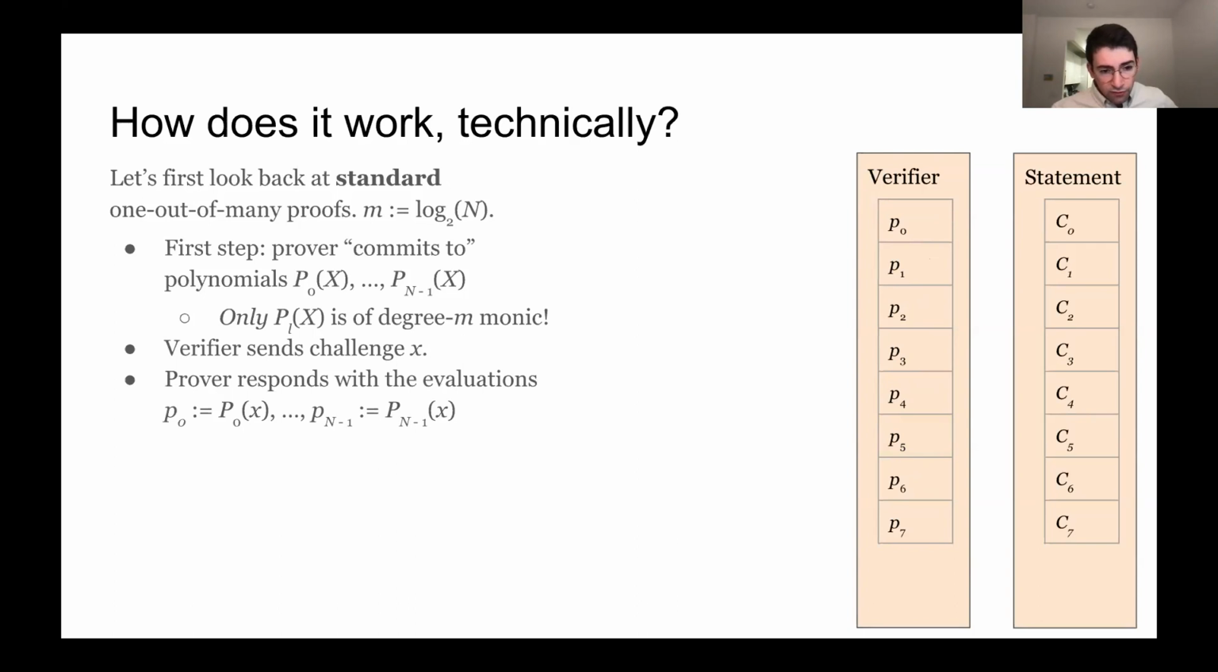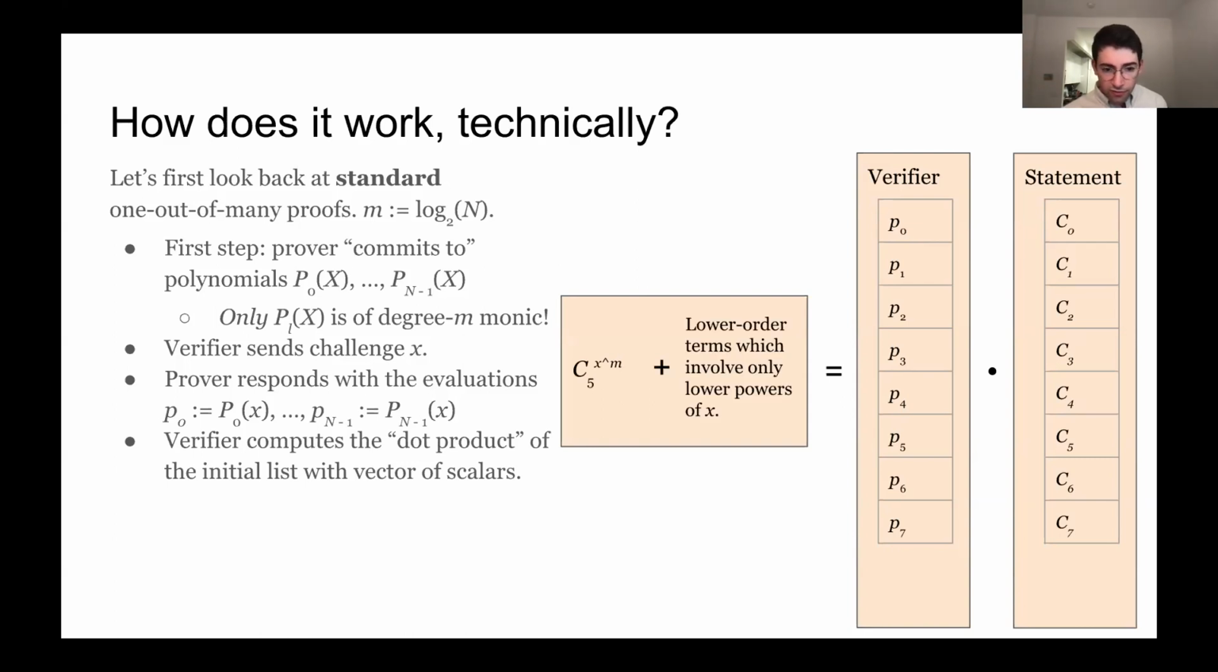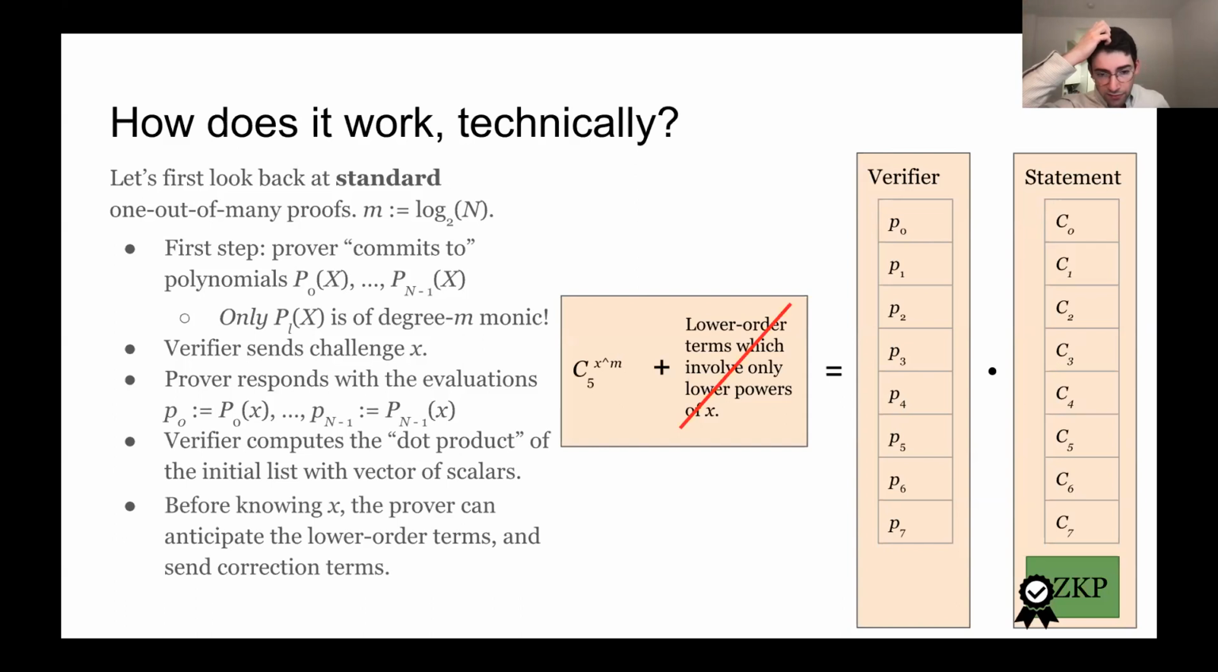Moreover, the prover can convey this information to the verifier using only log n communication, which is an interesting and non-obvious fact, explained in the original paper. The idea is that if the verifier takes a kind of dot product between the initial list of commitments and this new vector, then by construction of the lowercase p's, what the verifier gets is none other than the secret index, which the prover chose, raised to a high power of x, plus lower order terms that involve only lower powers of x. The prover can anticipate what these are and send the appropriate correction terms before seeing x.